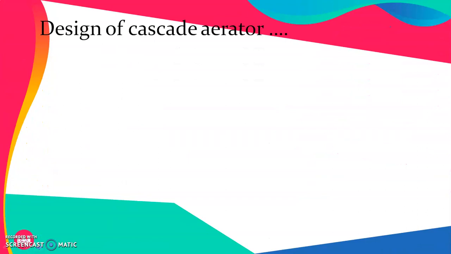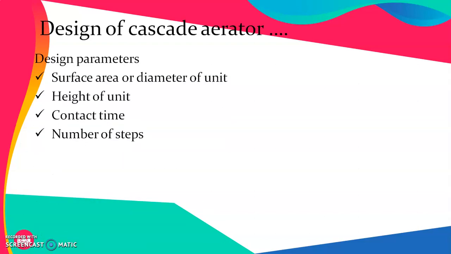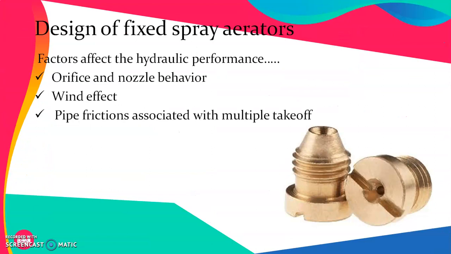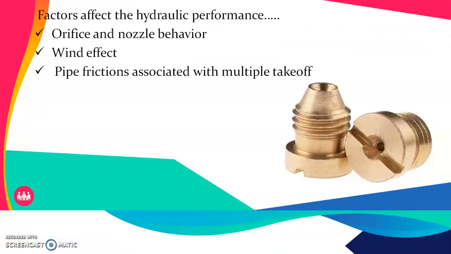Now, there are two basic methods used in India for aeration. One is the cascade aerator. The design parameters for cascade aerators include deciding the surface area, or in other words, the diameter of a unit, then the height of units, the contact time, and last is the number of steps essential for such an element to achieve effective aeration. Second is fixed spray aerators. The factors that affect the hydraulic performance of such aerators include the orifice and nozzle behavior. Wind effect needs to be considered, and pipe friction associated with multiple takeoff is one of the important design parameters.